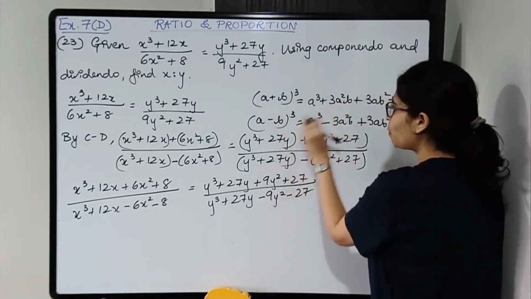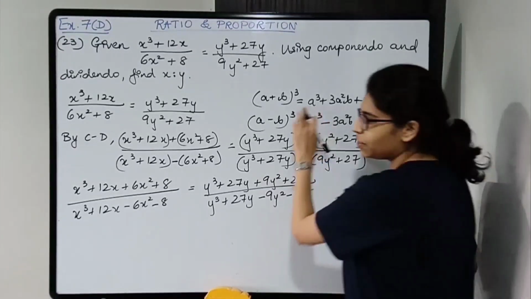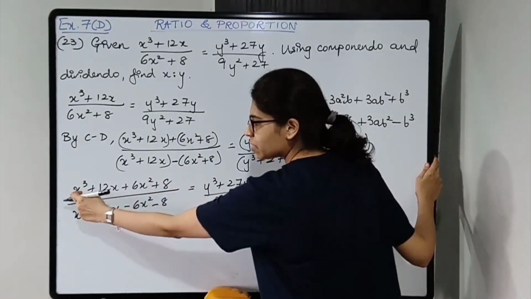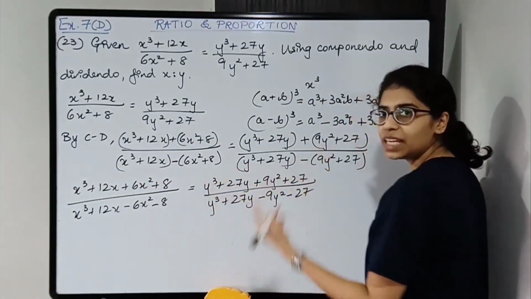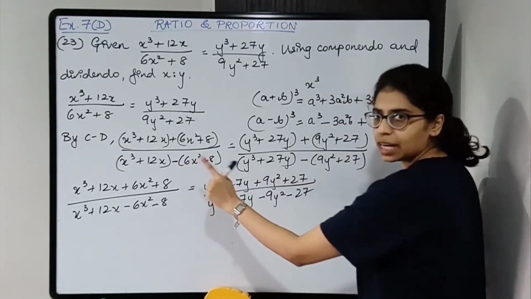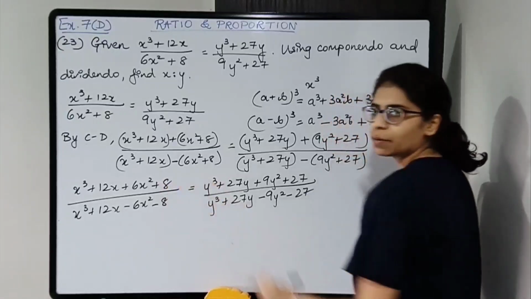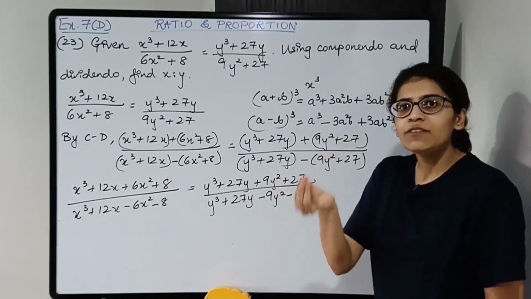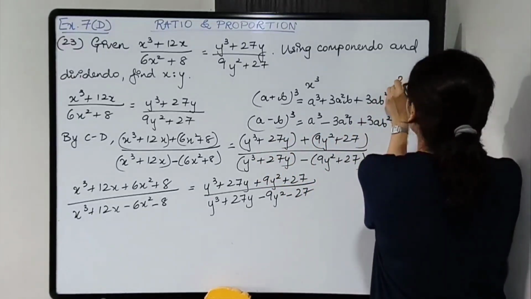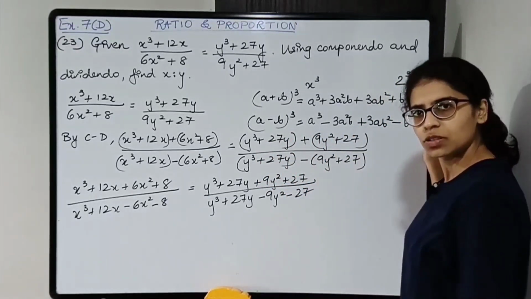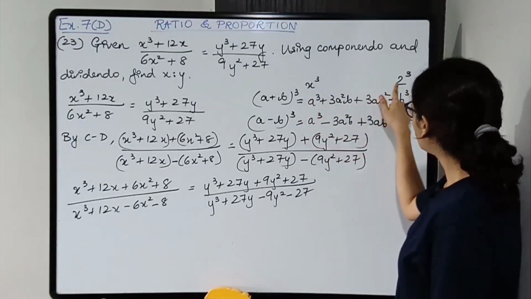Now over here check if you are getting in that form. Okay, यही फॉर्म में मिलना चाहिए, आइडेंटिटी के फॉर्म में मिलेगा. So instead of a we have x, and instead of b cube we have 8. So what will be b? b will be 2. 2 का क्यूब is 8. So x is in place of a and 2 is in place of b.